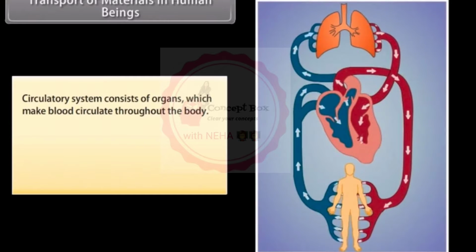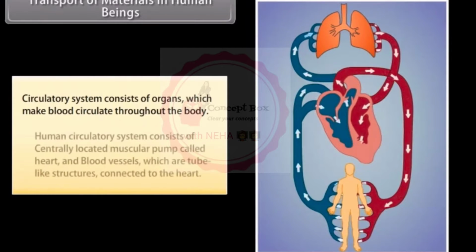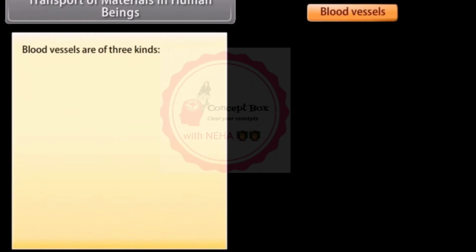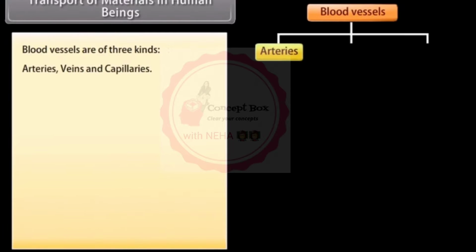The circulatory system consists of organs which make blood circulate throughout the body. The human circulatory system consists of a centrally located muscular pump called the heart and blood vessels, which are tube-like structures connected to the heart. Blood vessels are of three kinds: arteries, veins, and capillaries.